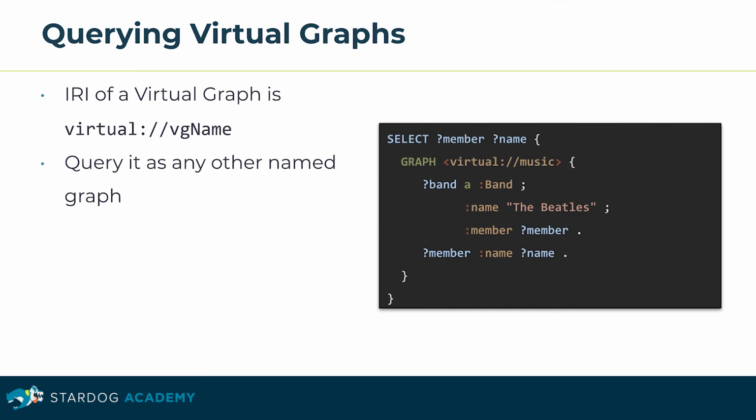And when we query a virtual graph, the first way to think about it is the virtual graph is a named graph. And the only difference is that we have taken the virtual IRI prefix and the name of the virtual graph, and then otherwise we query it as any other named graph, which means we can have more than one of them in a single query. We can join that named graph, or in this case virtual graph, with other data in Stardog, and we can apply other querying features to that.